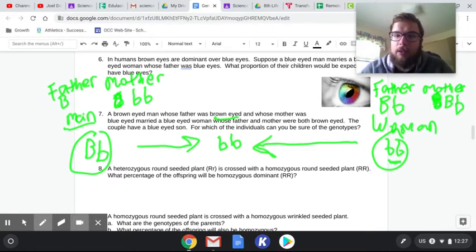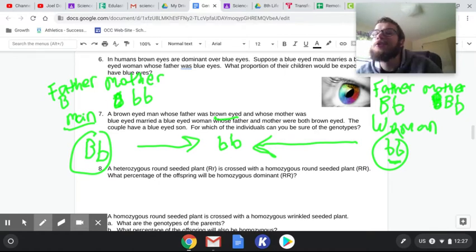All right. Now, let's go back over here because the only one we don't know is the man's father. Can he be big B, big B? Can he be big B, little b? Okay. We know he's got to have a big B because he's brown-eyed. Can we make a conclusion on what that other allele is? I'm going to let you think about it for a second. Maybe pause if you have to.